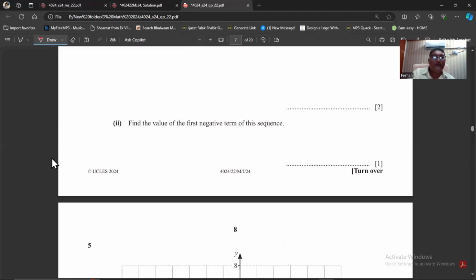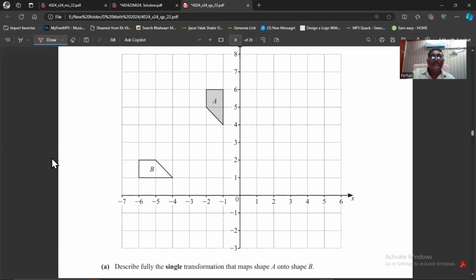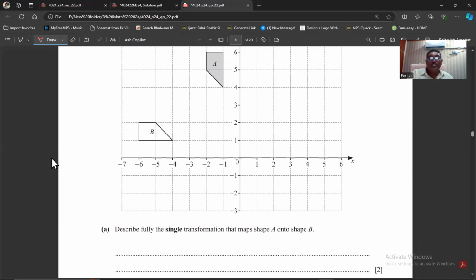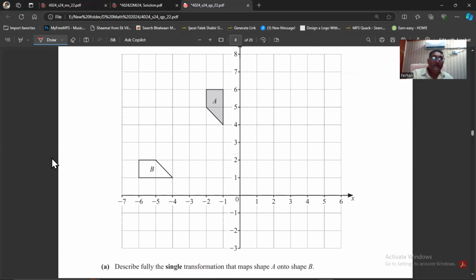Question number 5. Here we have: describe fully the single transformation that maps the shape A onto the shape B. It's a 2 marks question, so have a look at this diagram. So you can see that this figure has flipped. So this is my object, this is my image. So this figure has flipped. Wherever the figure flips, that means that it's a reflection.